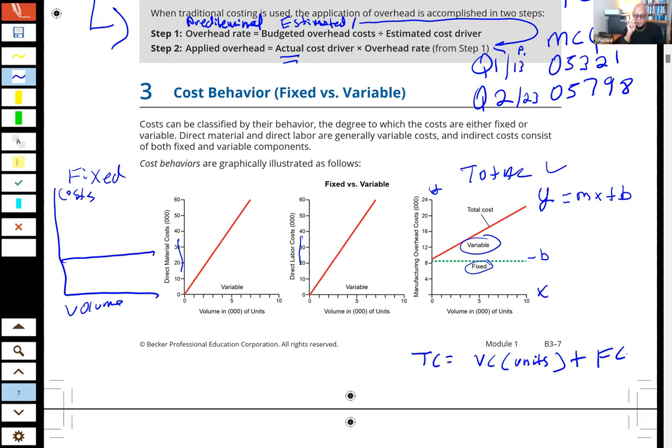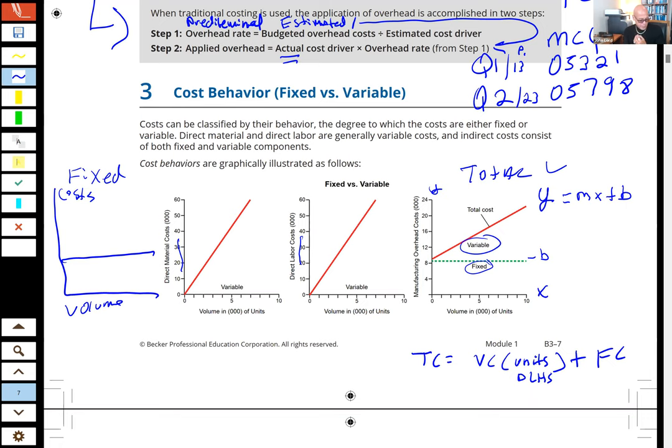So let's think about this even more for a second. We could use this function to help us describe what maybe the units could be: direct labor hours that we're using. And then what we could do is predict how our overhead costs are going to relate to the development of our product, and use that to come up with our predetermined overhead rate.